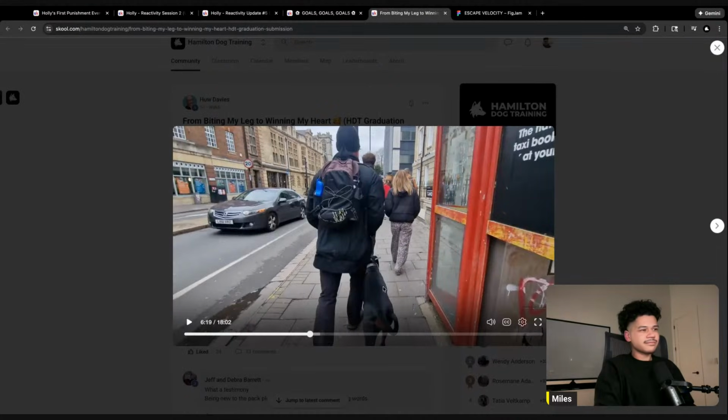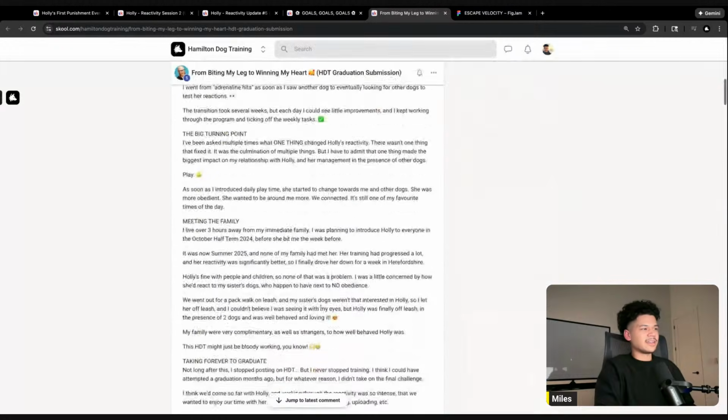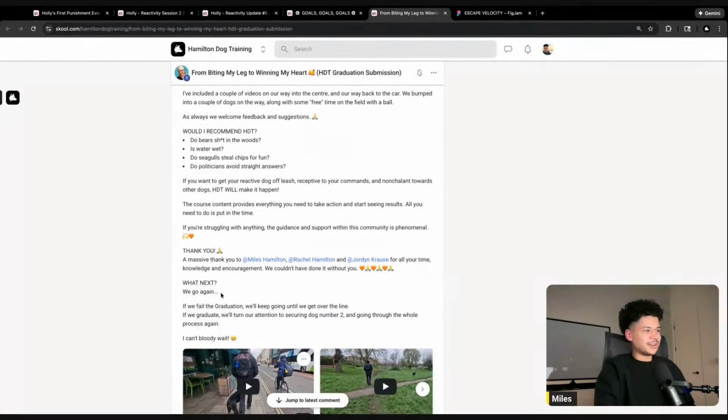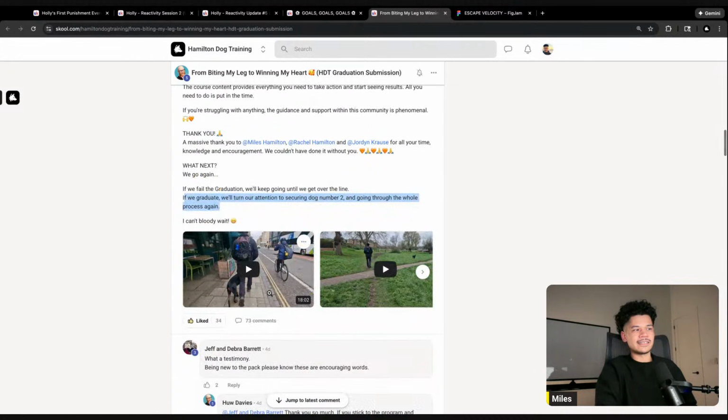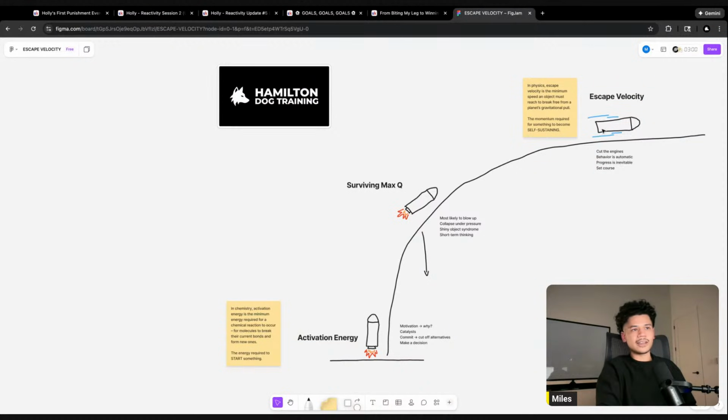Now, as a little side note, he was planning on getting another dog, right? He said, what's next? We're going to be turning our attention to securing dog number two and going through the whole process again. The cool thing is that his current dog has already hit escape velocity. Now when he introduces another dog, that's not going to bring him back down. His dog is going to maintain this. You might have to make a few course corrections, but it's going to be very minor. The mistake I see so many people make when they get a second dog is they add another dog.